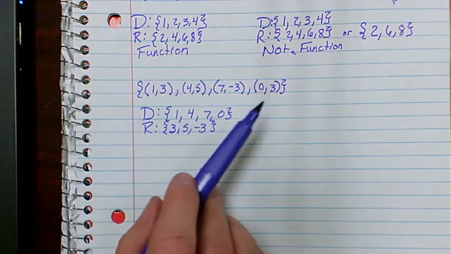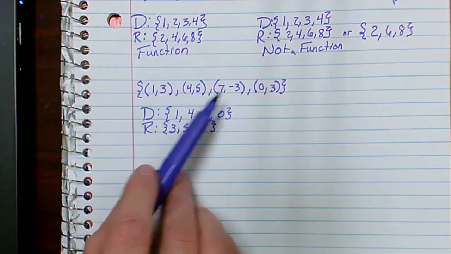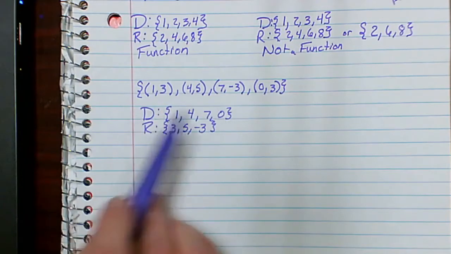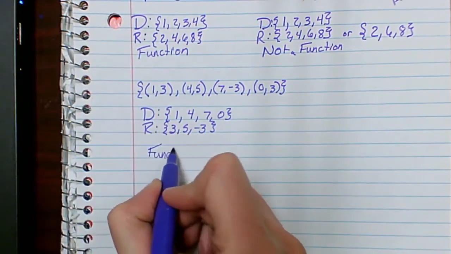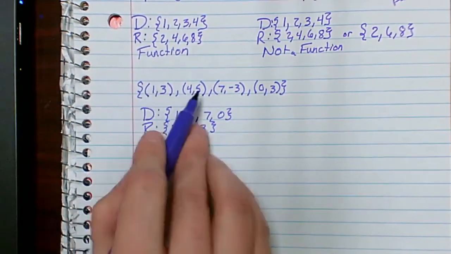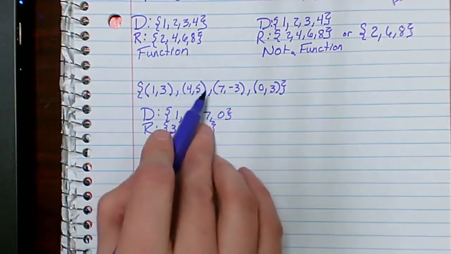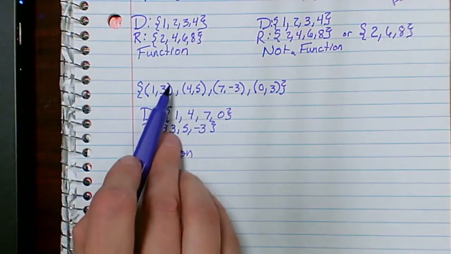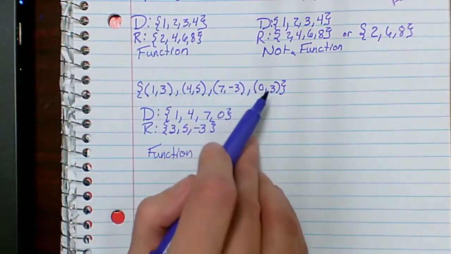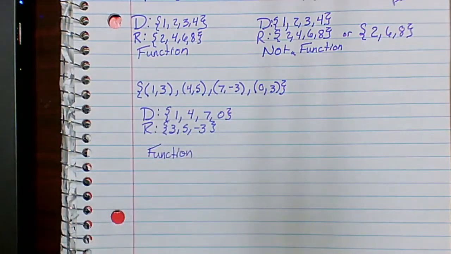And if you look at our values, this is a function because we have one x value going to one y value. Yes, 1 goes to 3 and 0 goes to 3, but that's okay. The y's are the only thing that can repeat. The x's cannot repeat.